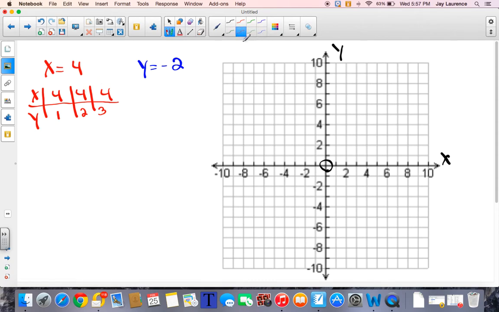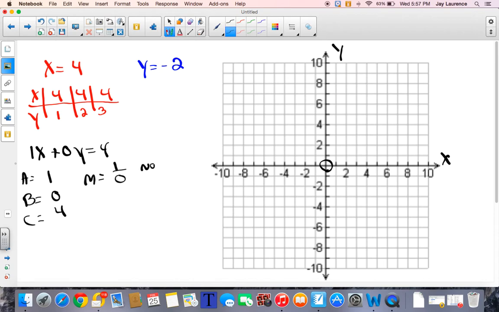Or you could think about it as being in standard form. You could say, well, this is like 1x plus 0y equals 4. And then you can go A, B, C. Easy as 1, 0, 4. Your slope is going to be undefined. It'll be the fraction 1 over 0, which means there's no slope. But you can still use the rise 1 and run 0 movement to get your other points.